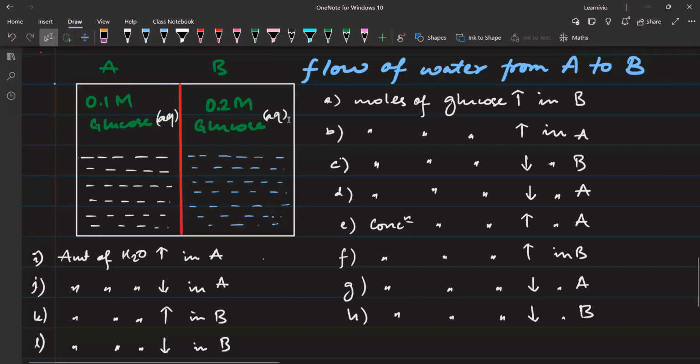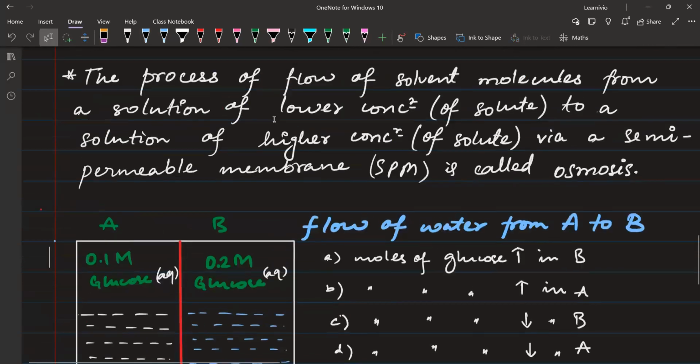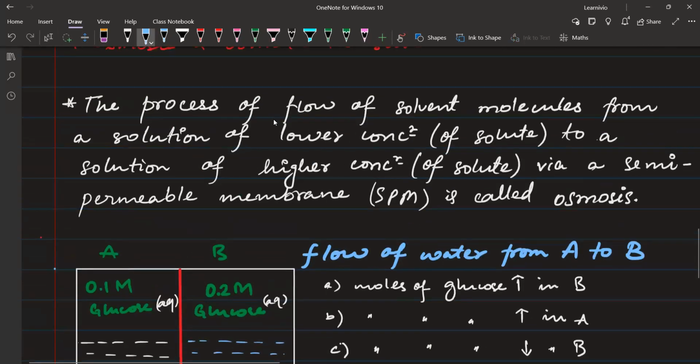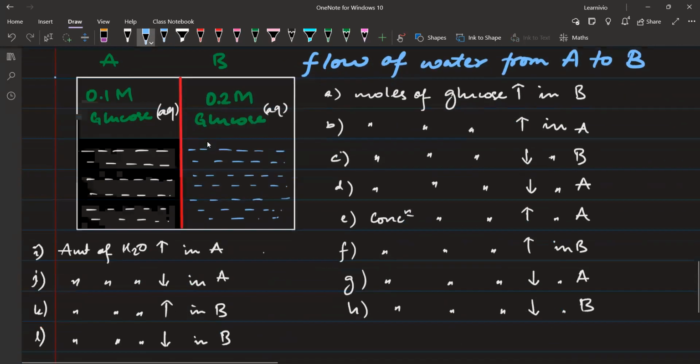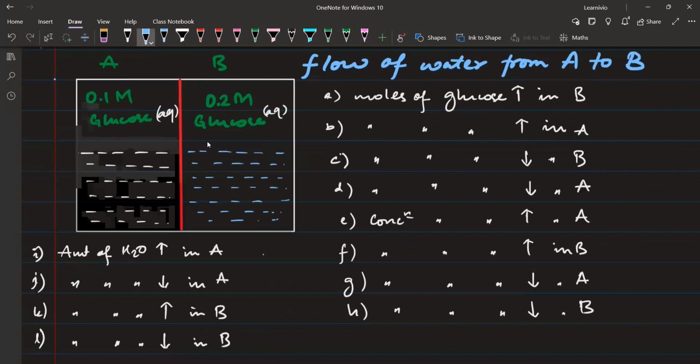Make sense, yes or no? I wrote, "Yes, sir." Flow of water from A to B is what? By reading this sentence only, which was a very bookish language definition, that bookish language definition can be applied to the questions, and then you have got this information. Now, flow of water from A to B, flow of what? Keep your mic on, guys. Flow of what? Water. So glucose will not go from A to B.